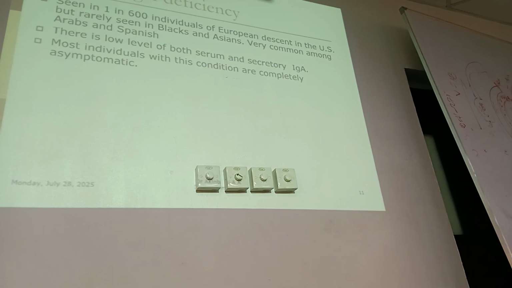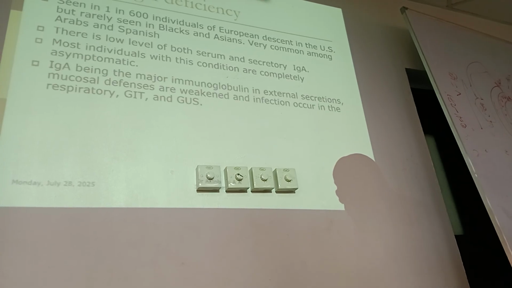Most individuals with this condition are completely asymptomatic because the IgG is there to protect. IgM, the first responder, is available and adequate. IgD is adequate. IgA is deficient. But they can be symptomatic too.